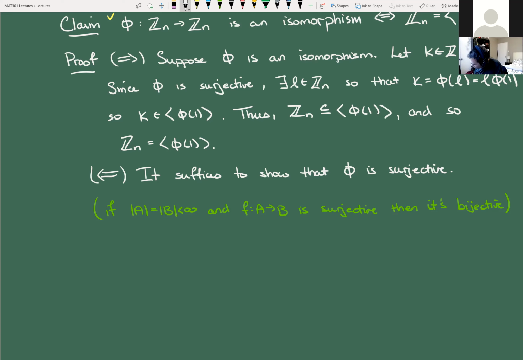Okay, so we want to show it's surjective. So let m be some element of Zn, but we know that Zn is generated by phi of 1. So m is equal to k phi of 1, which equals phi of k for some k.